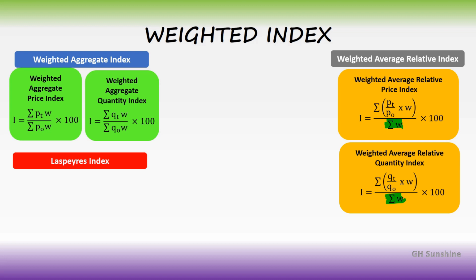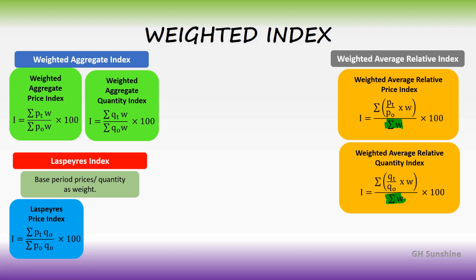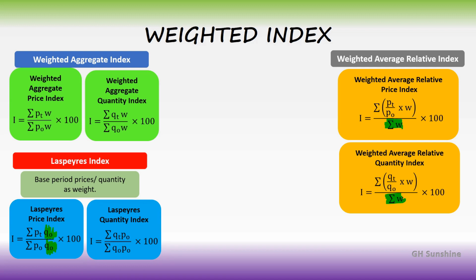Okay, next is Laspeyres index. This index uses the base period of price or quantity as weight. So this one is the formula for Laspeyres price index. Look at the formula and then this one, Q naught, and then Q naught. So, Laspeyres price index uses quantity of base period as weight compared to Laspeyres quantity index, which uses price of base period as weight.